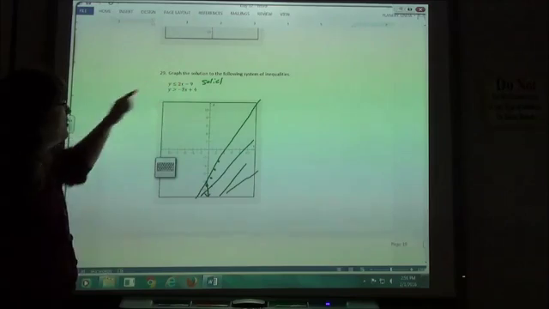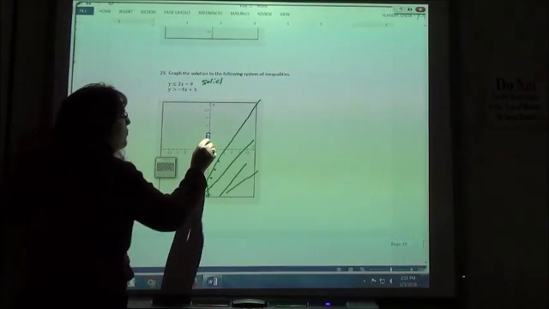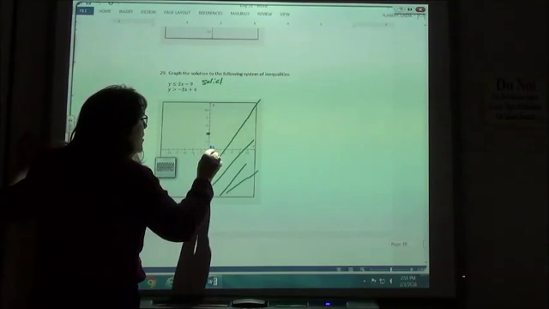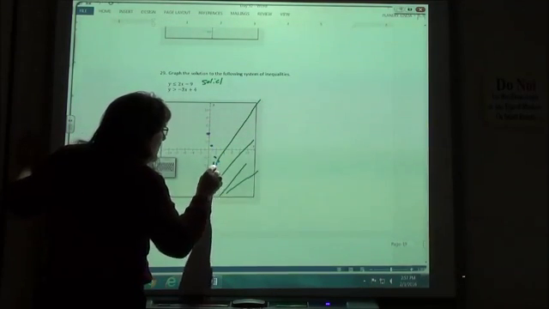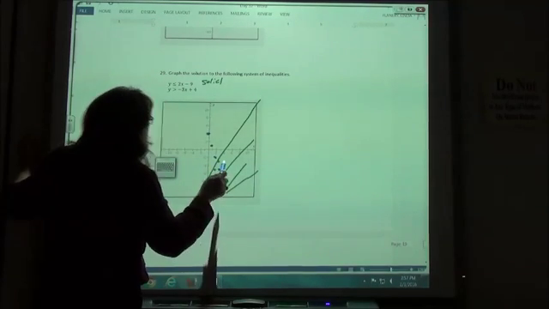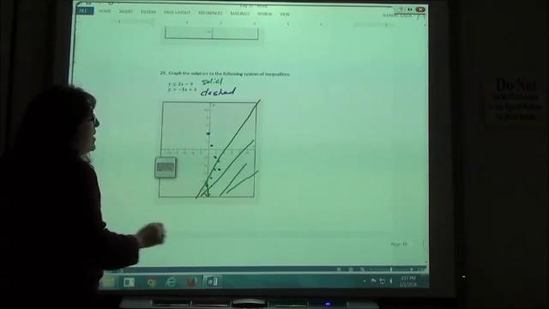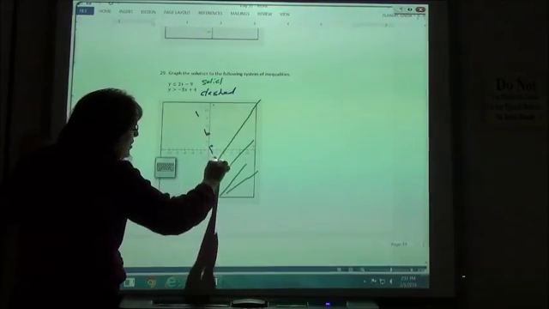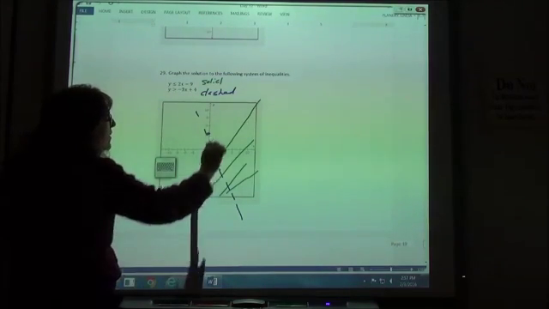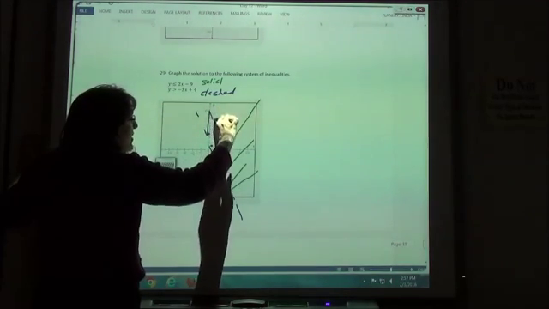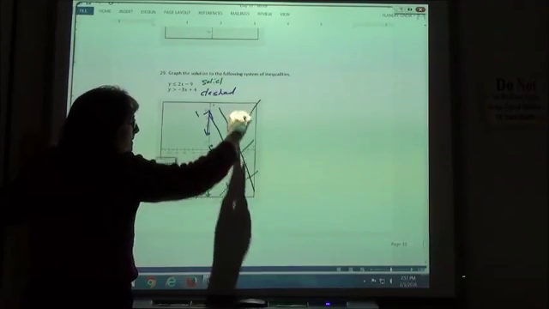Here, my y-intercept is at 4. My slope is negative 3, so down 1, 2, 3 over 1. This one's going to be dashed because it doesn't have the equal to bar. So I have my dashed line. On this one, I am shading greater than. So if I were shading greater than this line, I would end up shading this side over here.